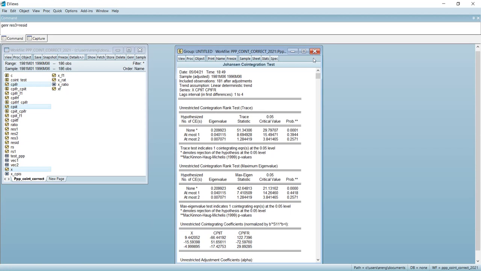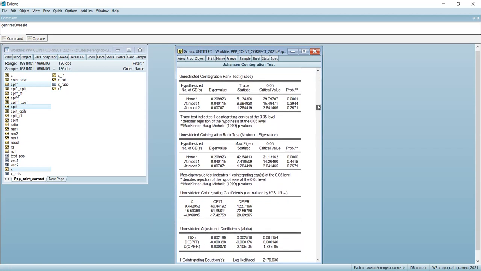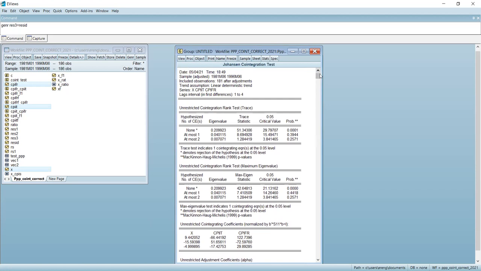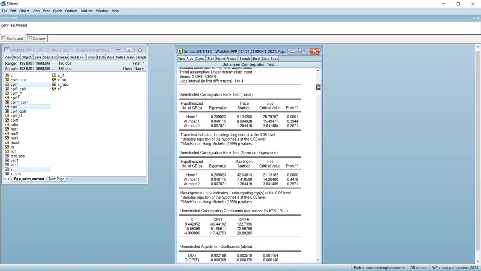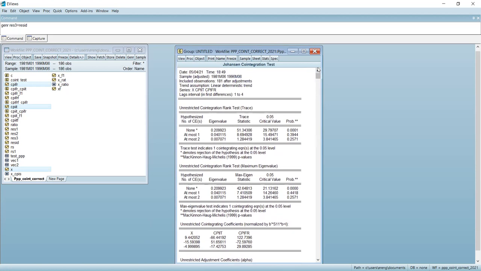So, questions about the Johansen test? Quick question. Though it says at most two, we have 0.25 and we only have one co-integration, L is zero. Yes, yeah, it stops when you fail to reject the first one. Yeah, that makes sense.